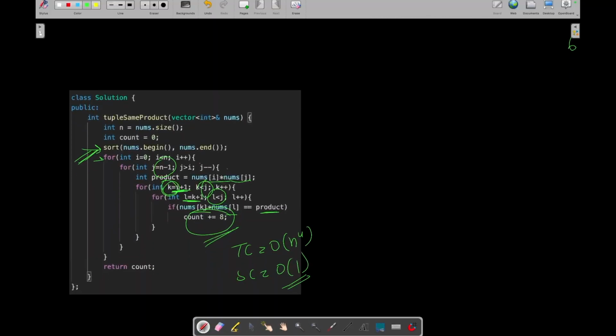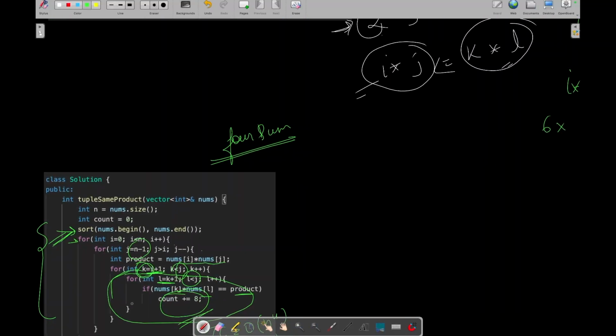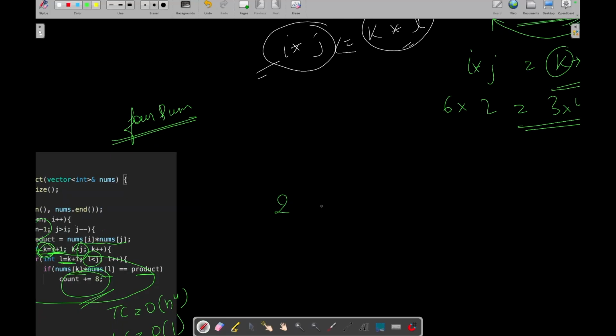Okay, so remember how we optimized this in the four sum problem. We also solved the four sum problem with a similar brute force approach with four for loops. So how can we optimize? Can we reduce the last nested for loop? Okay, let's see if we can reduce this. Let's take the example of 2 3 4 and 6. 2 3 4 and 6.